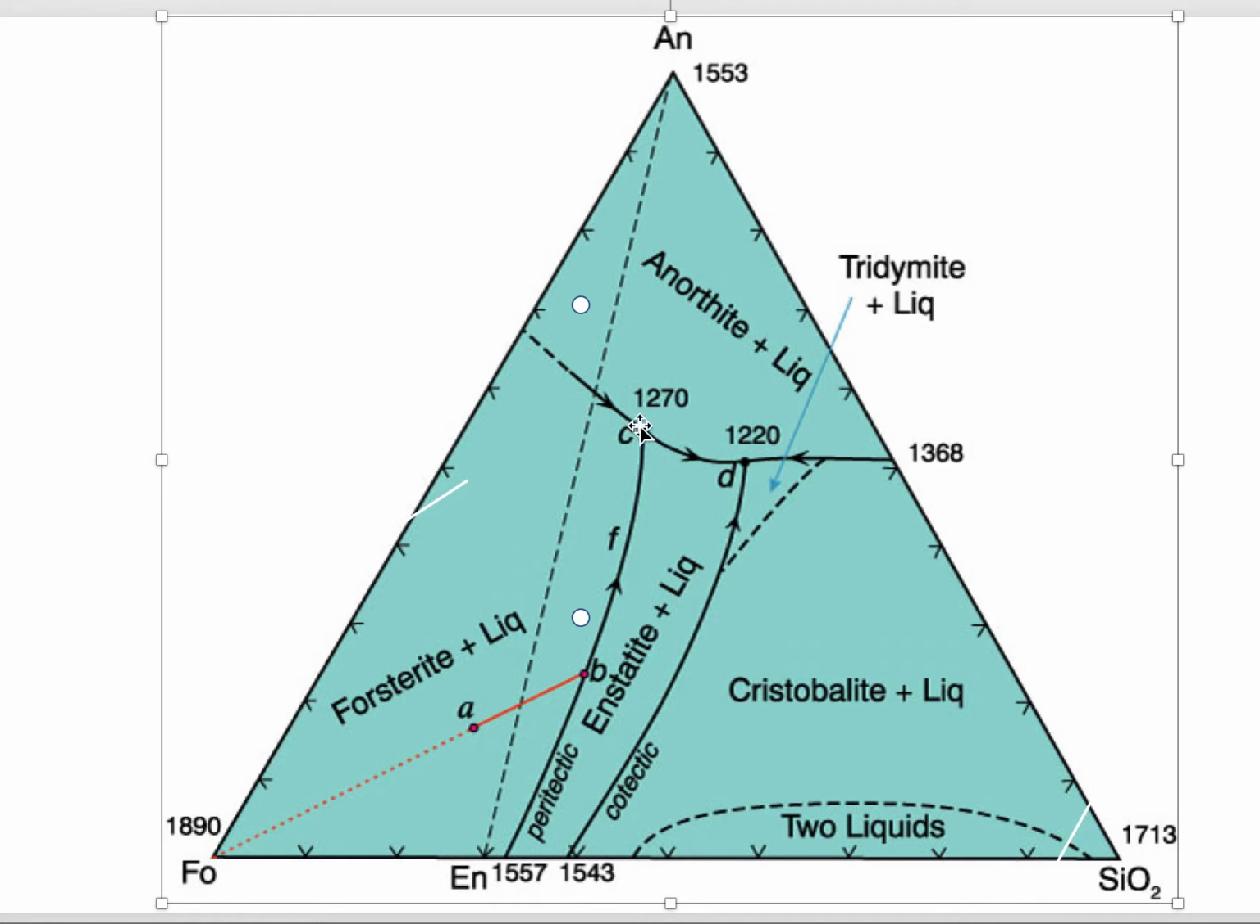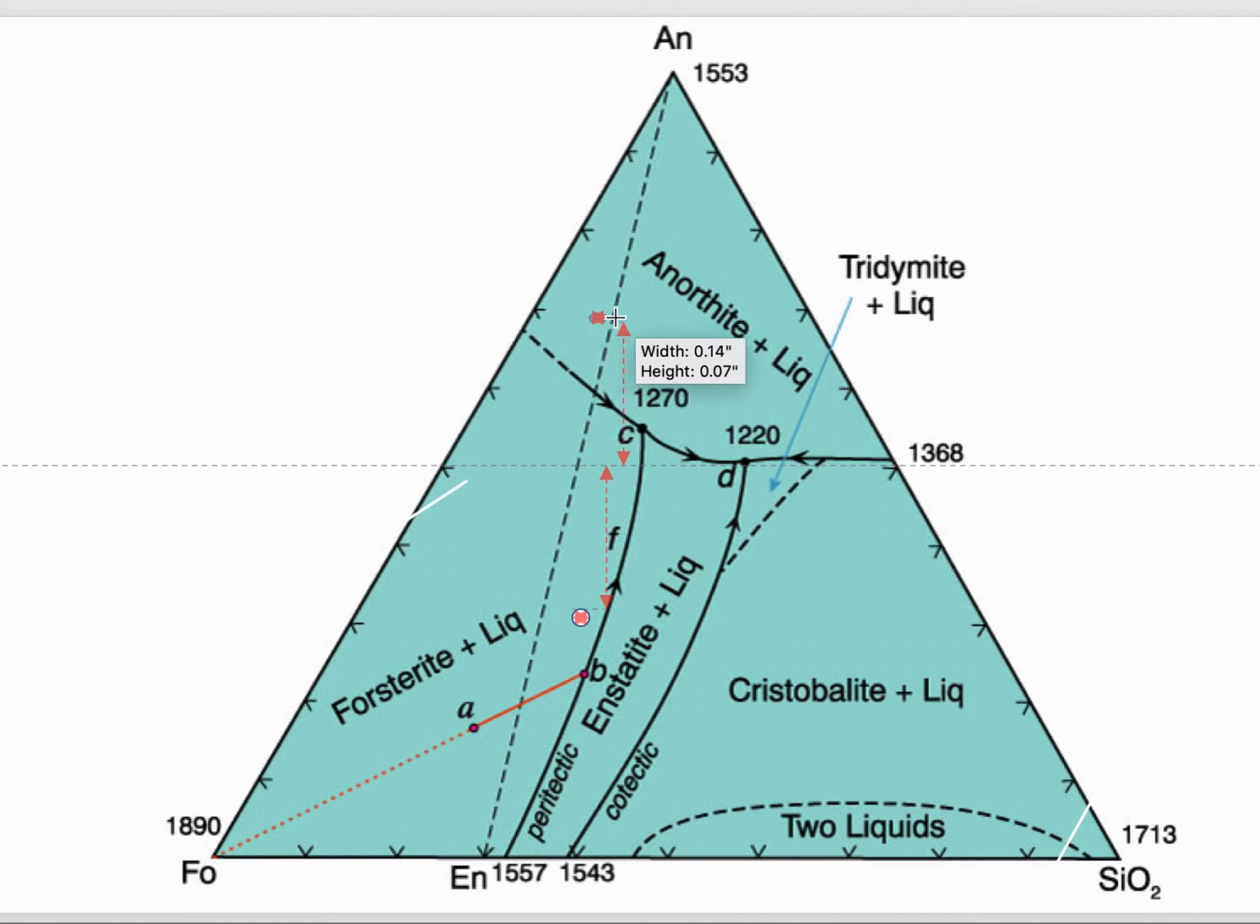Forsterite is going to decrease in abundance, but in this case, liquid will be our limiting reagent, and we will not have enough melt to react out all of the forsterite. There will be some forsterite left over, and we'll end up with a rock that's forsterite plus anorthite plus the enstatite that's created at that reaction at 1270 here. 1270 would be the lowest temperature that that liquid would see.